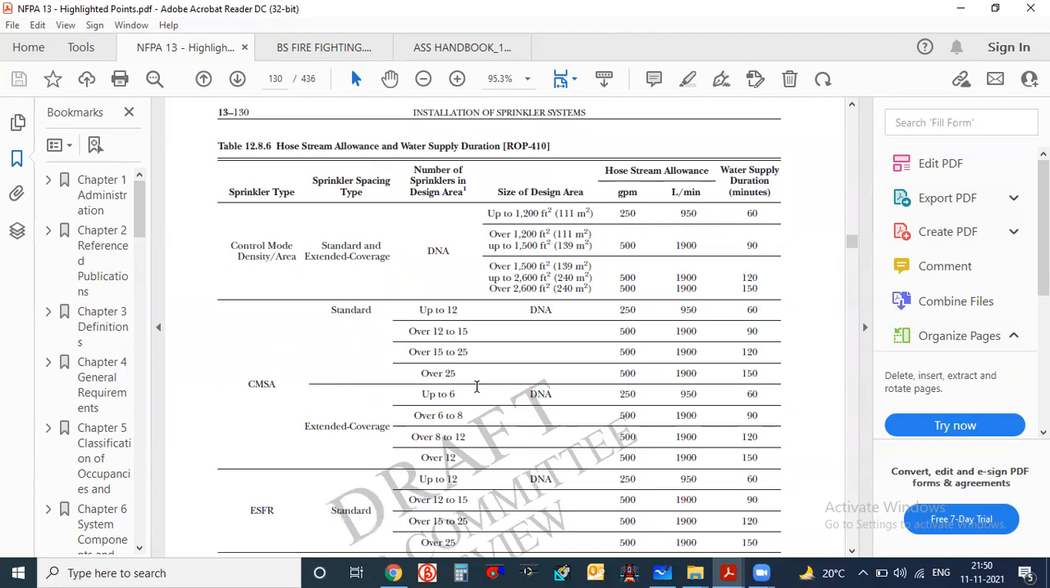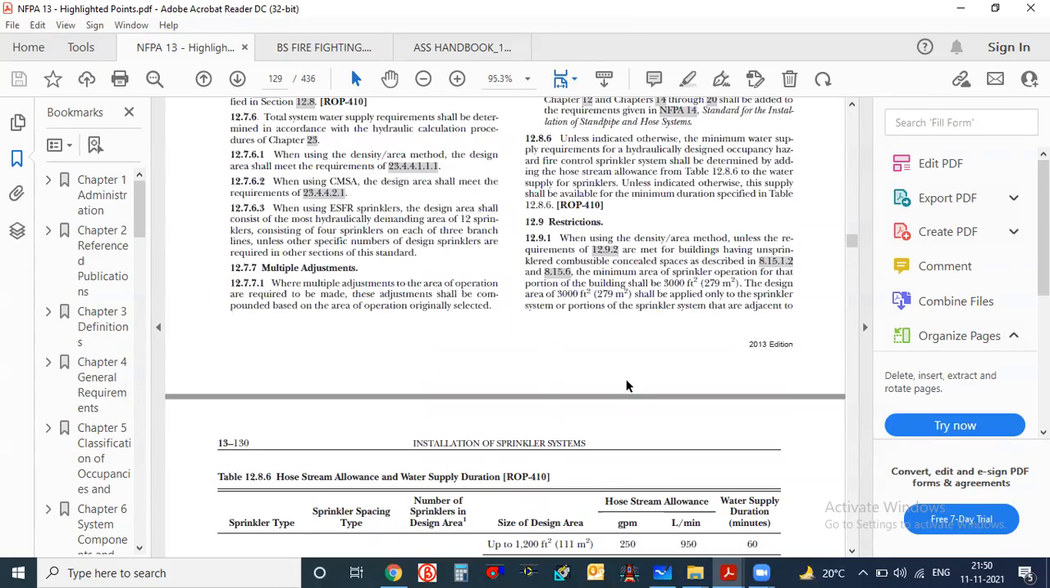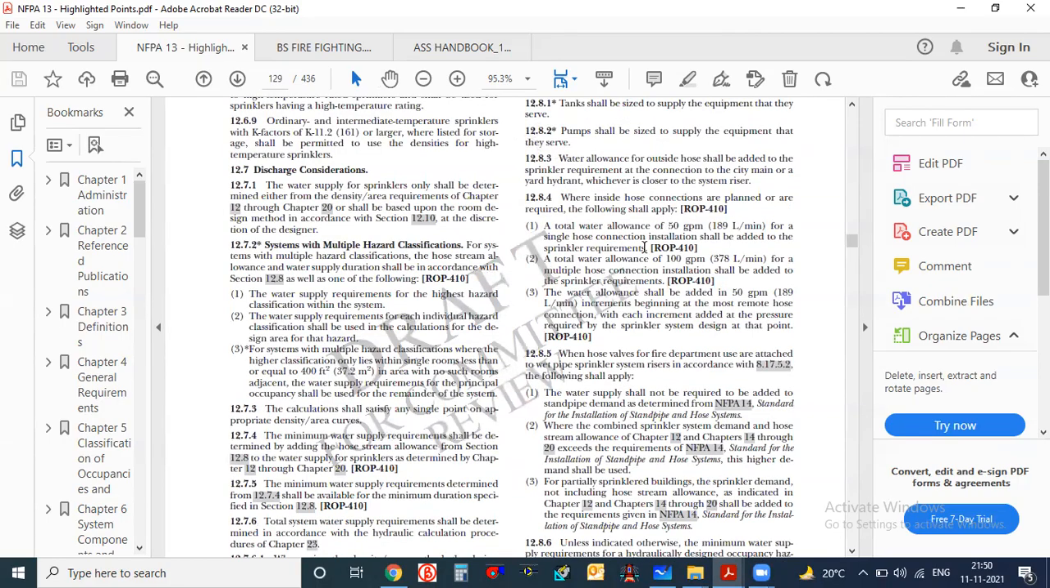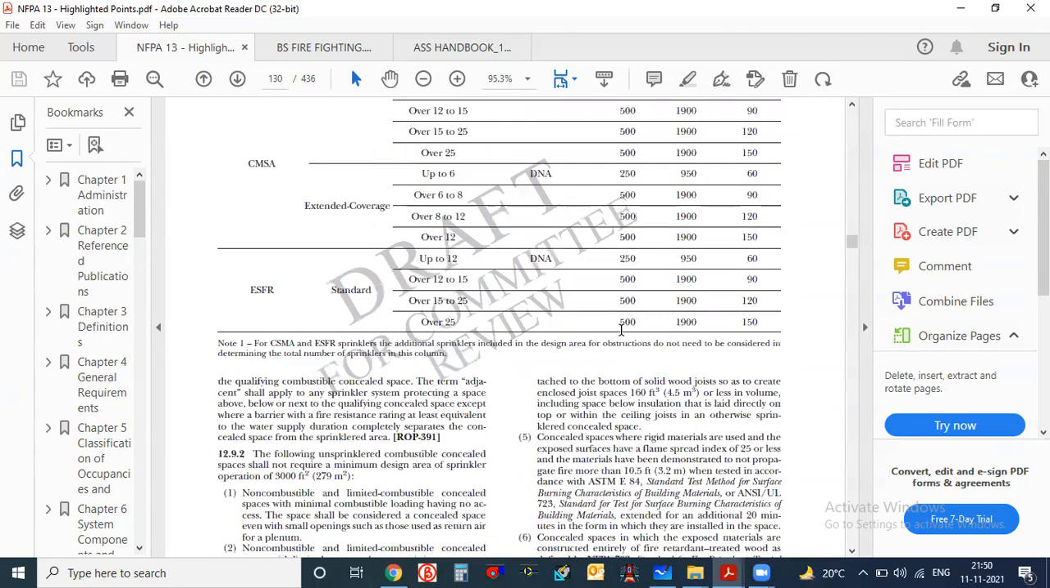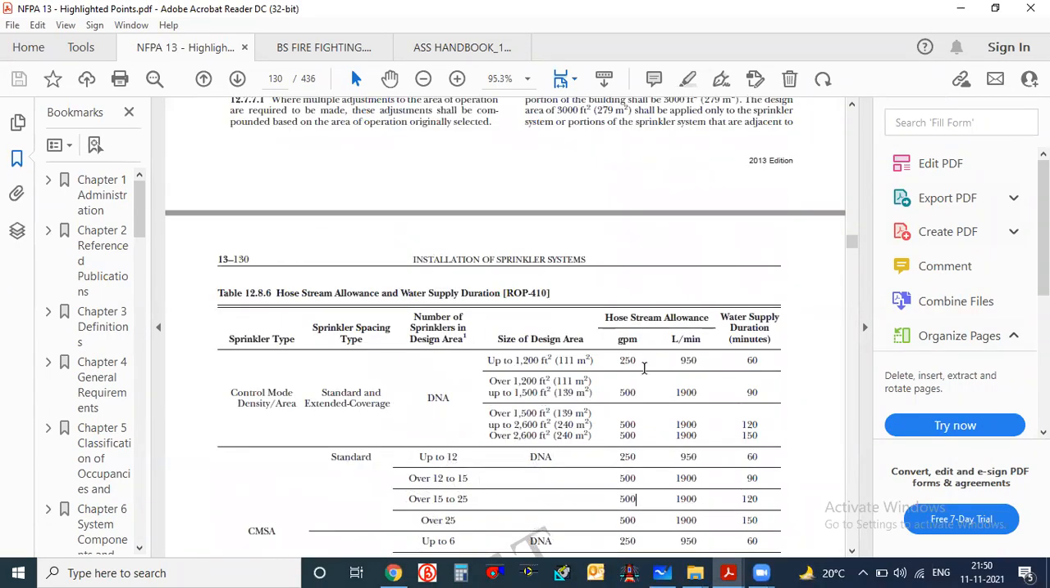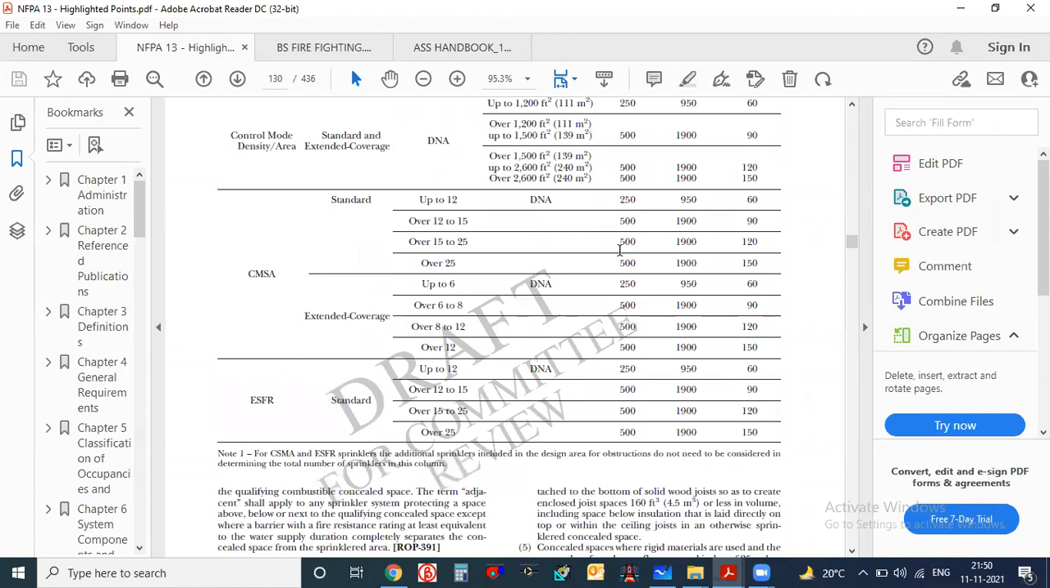See here, they have given different ranges for CMSA: 250, 500, 250 GPM. But they have not mentioned whether you have to go with 2 numbers or 3. If you check here, they have given that whenever you are using one hose, go with 50 for 200. But by seeing this 500, we cannot say whether they are using 5 numbers or 10 numbers. However, they have given the maximum hose stream allowance here. That means this is the maximum you can go. Now you have to check how much you can design for.